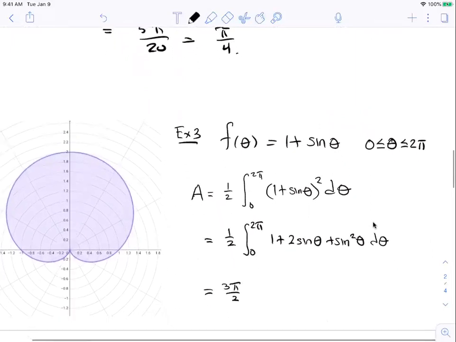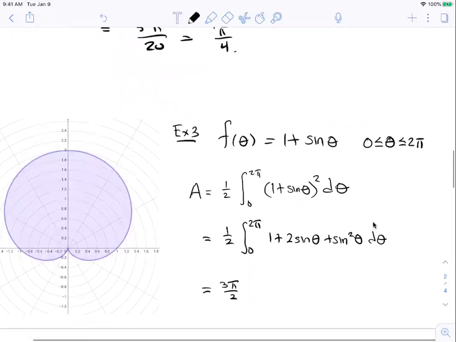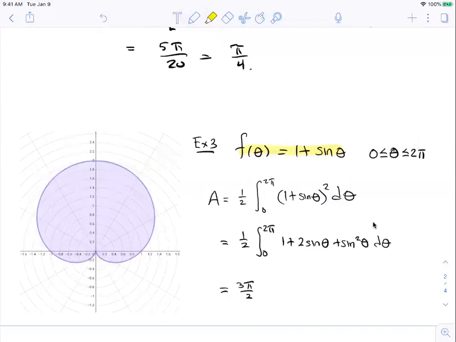This one I've already kind of written out the computation. I just kind of want to talk you through it. You're looking at a graph of this thing. F of theta is 1 plus sine theta, and I just graphed it with technology. You can do the same thing. You can graph it with Desmos. So the curve f of theta equals 1 plus sine theta looks like that.